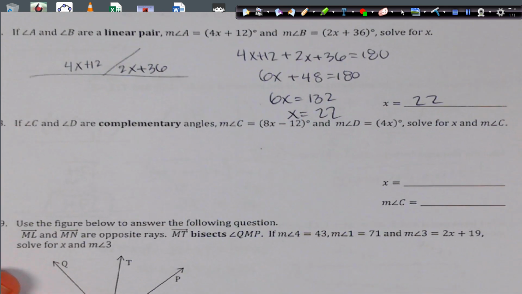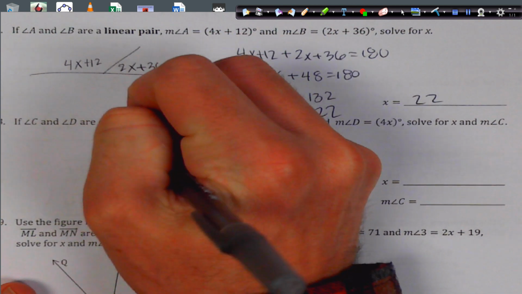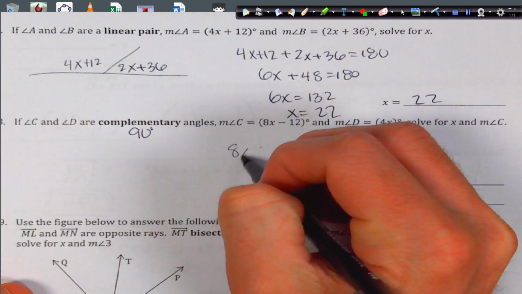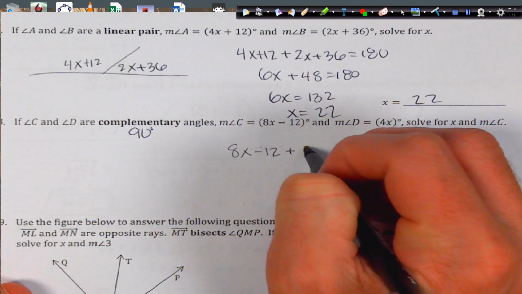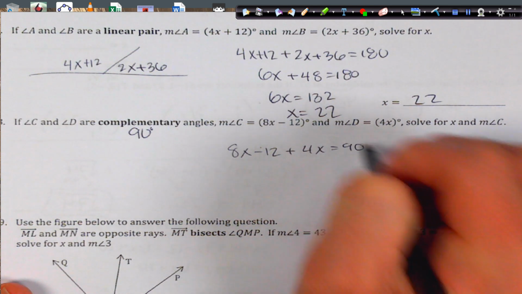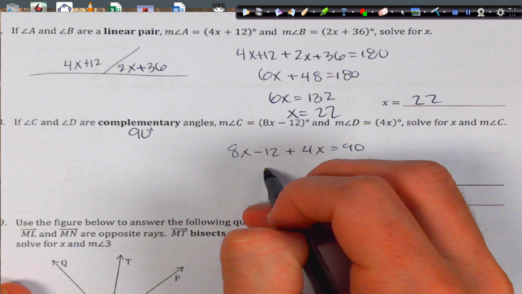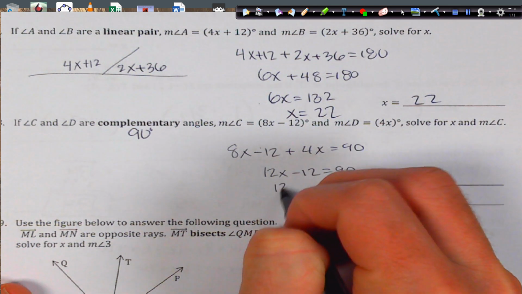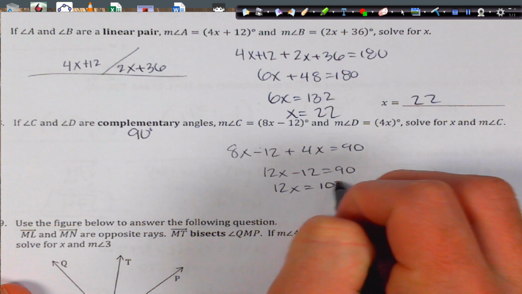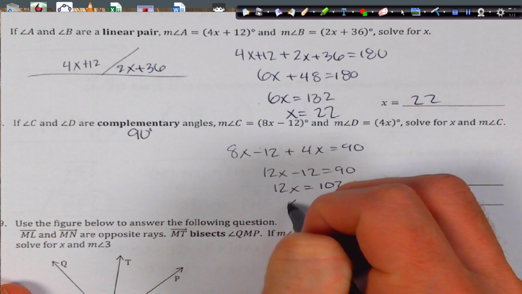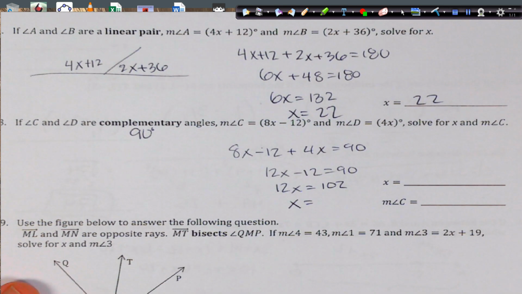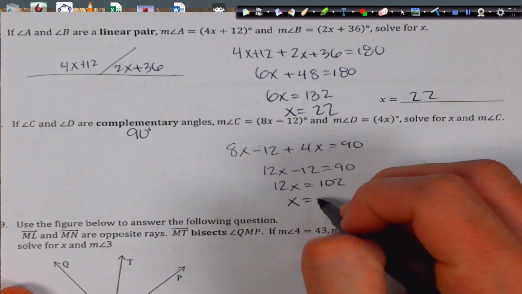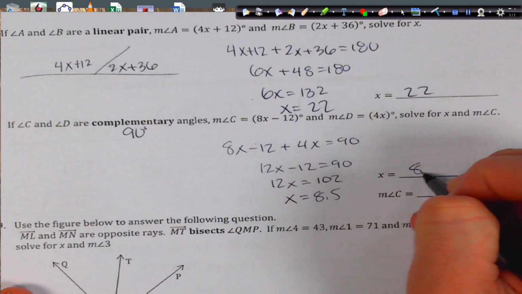Complementary are 2 angles that add to 90 degrees. So we're going to do 8x minus 12 plus 4x, this time equals 90. We're going to end up with 12x minus 12 equals 90. Add that 12 over, that's going to give us 102. Divide by 12, and that's going to give us a fraction, 8.5, which is fine. No problem.